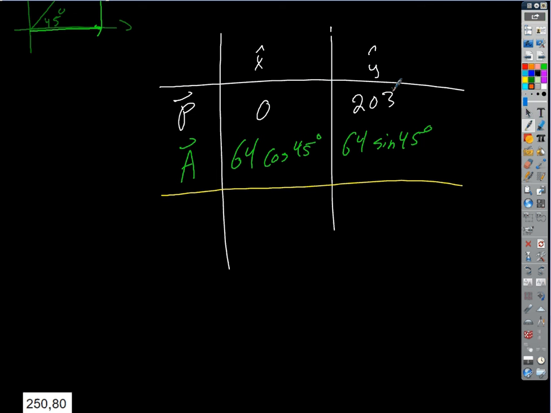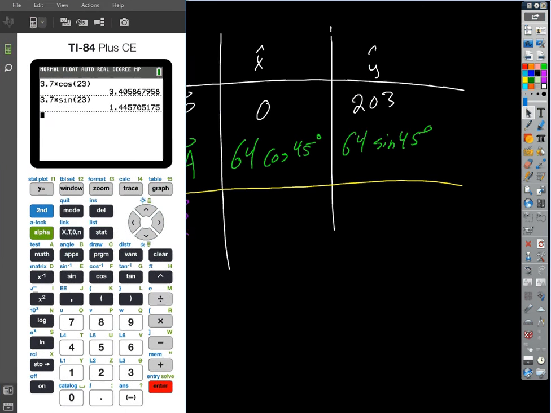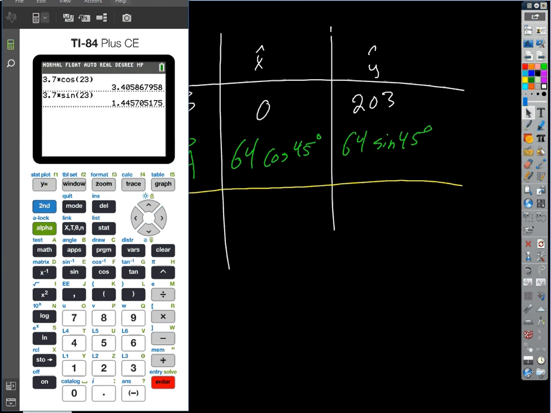And so we'll come down here, and we could attach some numbers to these, right? Does that make sense? So let's go to the calculator and figure out what those components are. 0 plus 64 cosine 45. So 64 times cosine 45 is that number, and I'll leave it on the calculator. I don't want to round it, because I'm going to use it. So that's the x component of the resultant vector.